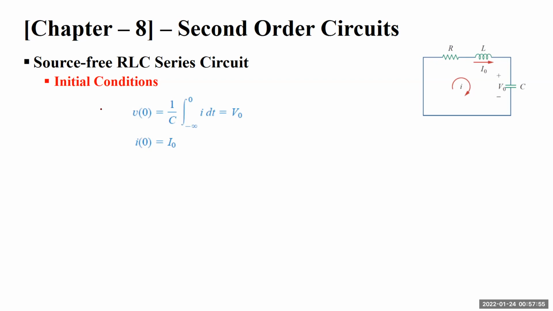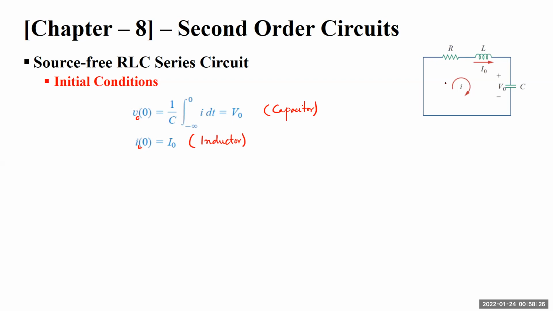We have two initial conditions. The voltage is basically the capacitor voltage, and the current is the current that is stored in the inductor. In some books it is also written as IL and VC. So the initial conditions for the inductor and capacitor are given, and the resistance is the third element in here. So let's try to solve this circuit.